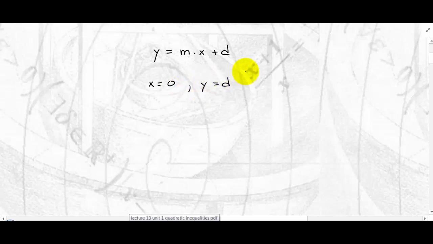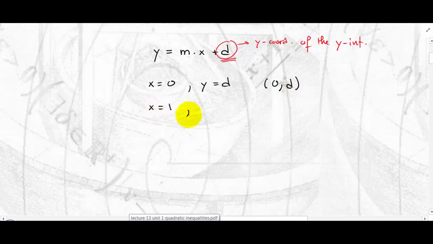And actually right here, we already have one piece of information. This gives us the y-coordinate of the y-intercept. Don't forget, the y-intercept is a point, okay? So we read the y-coordinate of the y-intercept directly, and the point that I have right here is (0, d). Now let me take, for example, x equals 1. Why not? I can take whatever I want, right? What is y? y equals m times 1, so that's m plus d, and so the point is (1, m plus d).